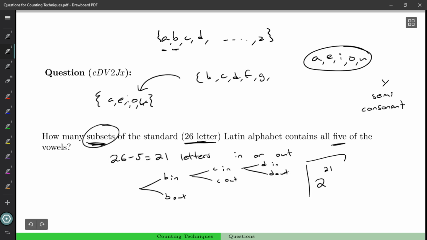21, and that's going to be the number of subsets that have all the vowels, and maybe some other letters. They don't have to. One of these 2 to the power of 21 is just A, E, I, O, and U all by itself. Another one of them would be the whole alphabet. But using the same reasoning that gives us our subset formula, we're able to realize the answer is 2 to the 21.